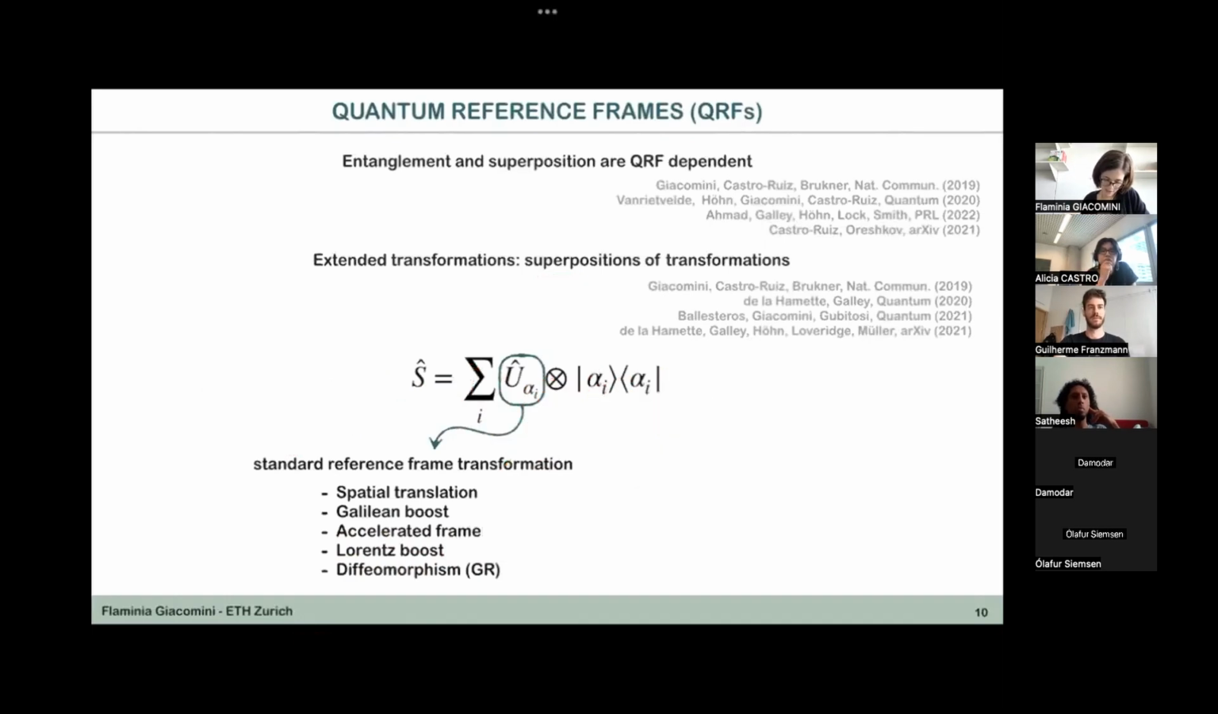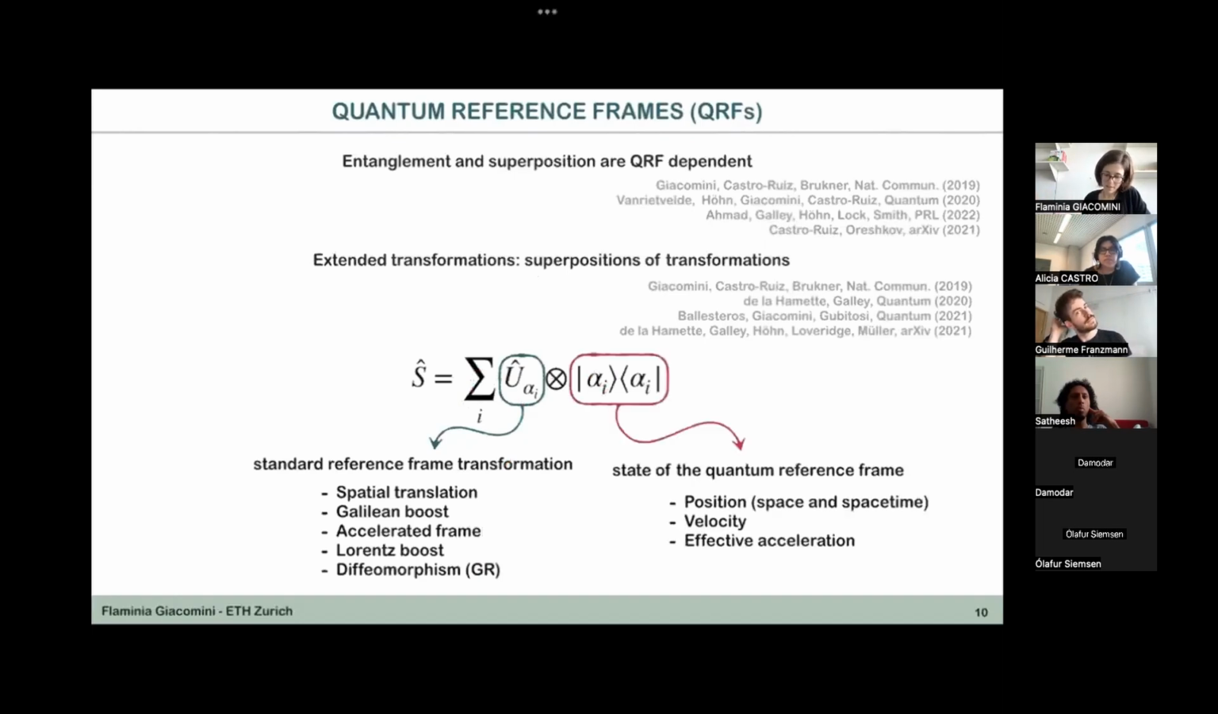And then this is controlled on some ket alpha i, so on an additional Hilbert space. And this Hilbert space is the quantum state of the quantum reference frame. So for instance, what I showed you is the case in which this is position, but it can also be some velocity, some effective acceleration. So we don't necessarily have to stick to that one.